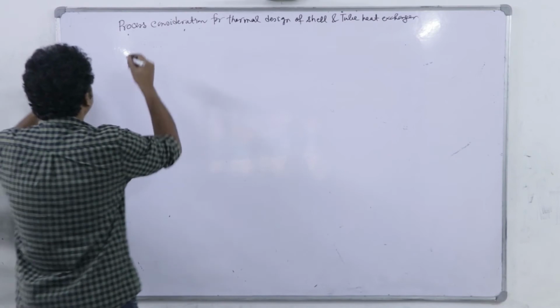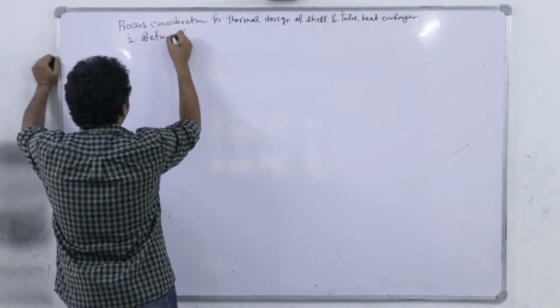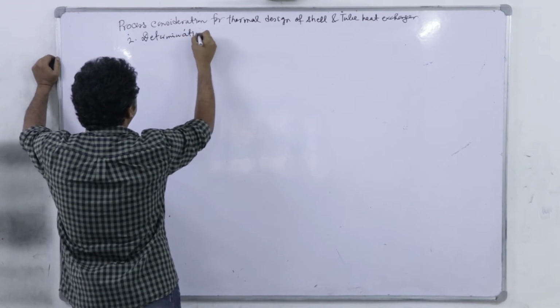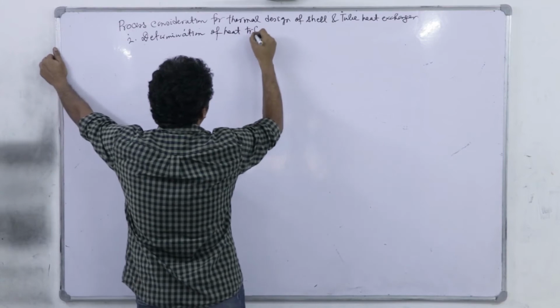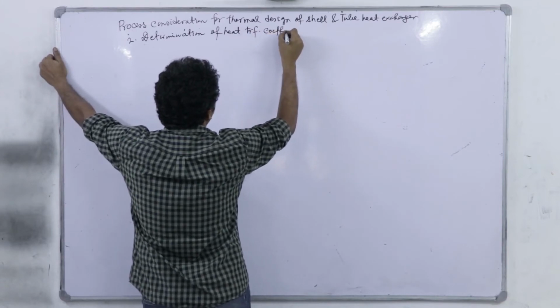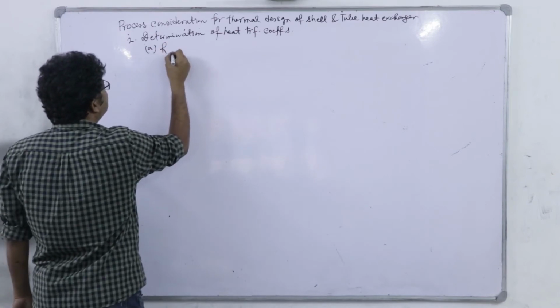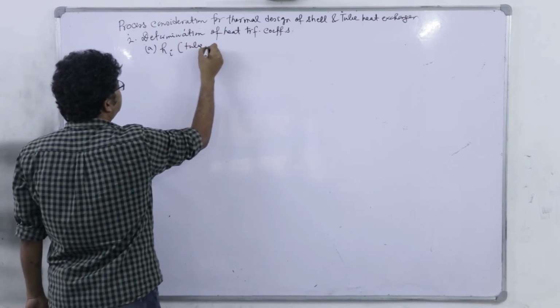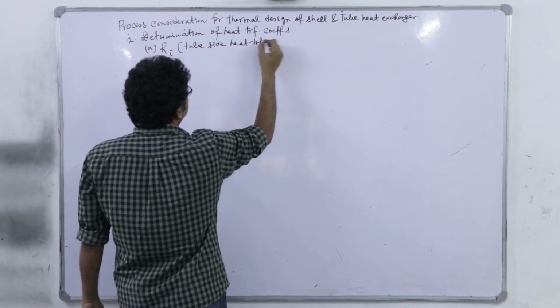See, second is determination of heat transfer coefficient. So, first it is HI, that is tube side heat transfer coefficient.